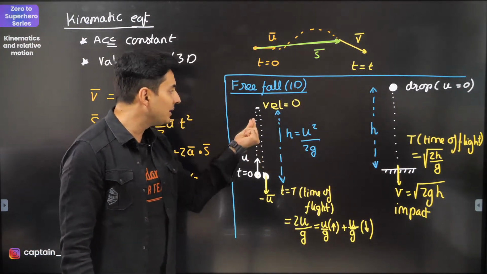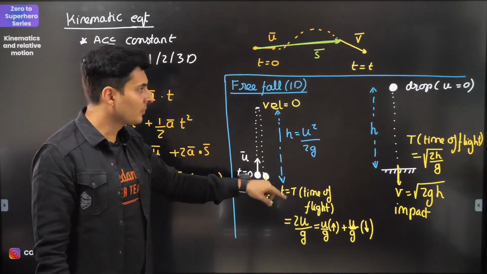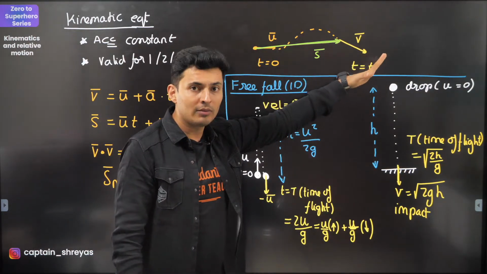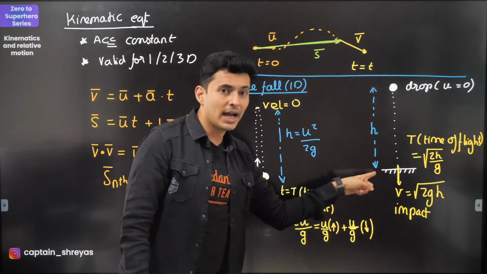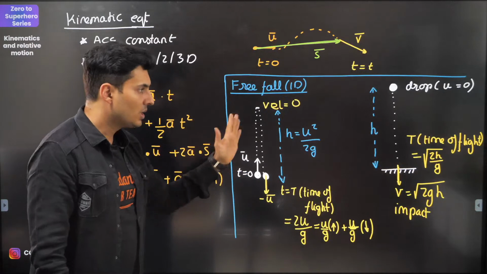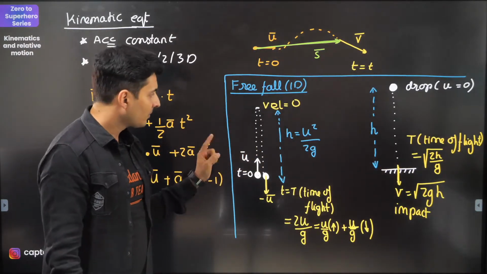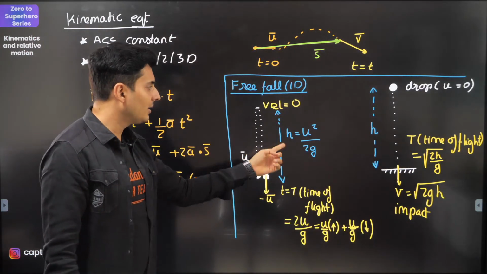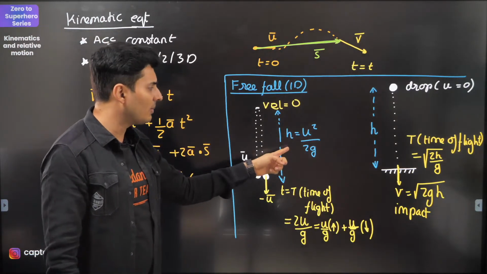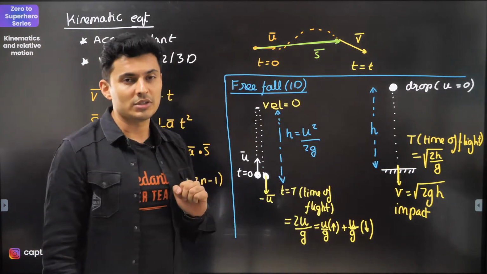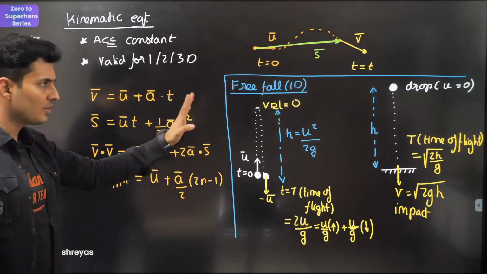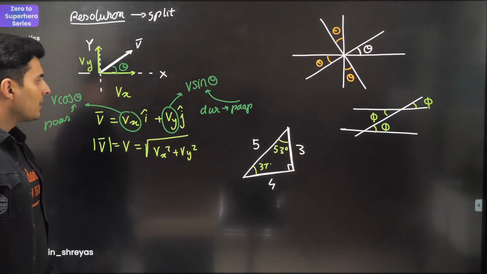So it takes u by g to go up, u by g to come down. And if you drop a ball from here, the time it takes to fall down is root of 2 height by g. Okay, two important formulas. Similarly, the maximum height which it goes is u square by 2g, and the speed with which it hits the ground is root of 2gh. Standard formulas which you should know over here.